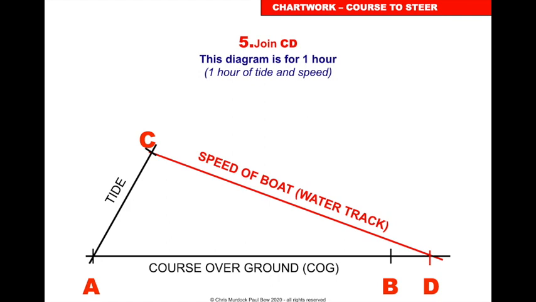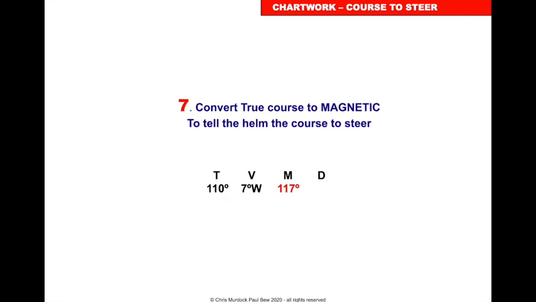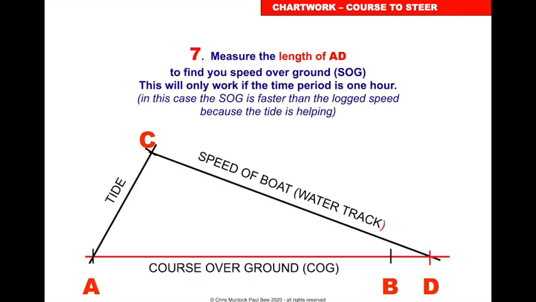So C to D, it says there, speed of the boat, water track. So to convert the true from the chart to magnetic, do your TVMDC, with magnetic of 117 degrees, apply the variation of 7 degrees west, which gives us a true of 110 degrees. If you measure the length from A to D, this is how far you've travelled in an hour over the ground. So that will equate to your speed over the ground.